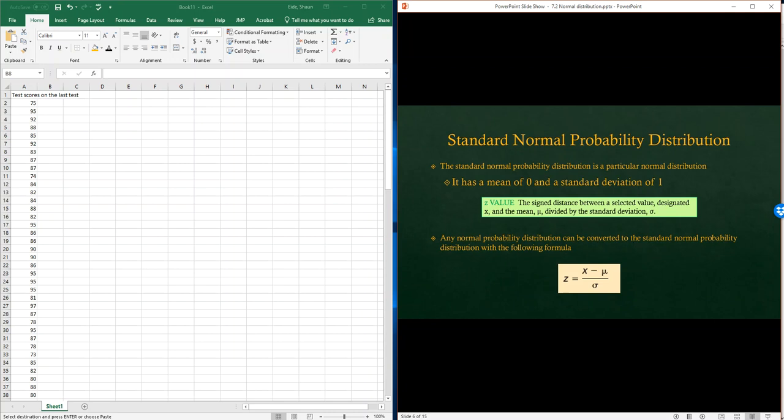So what's important, and I feel like you guys have seen that so far, and that was all just kind of a review, but what we're introducing here now is something called the z-value.